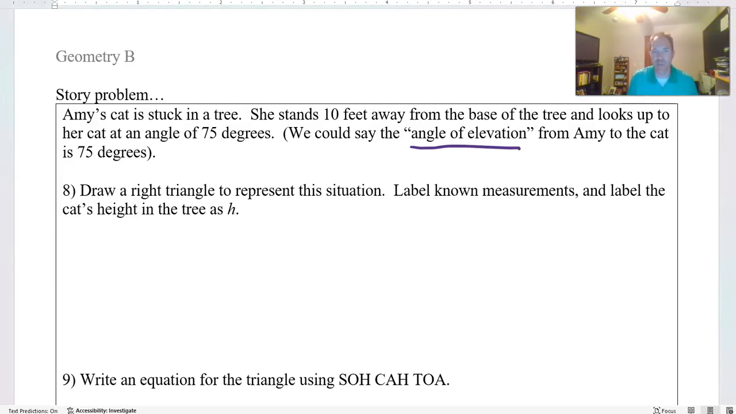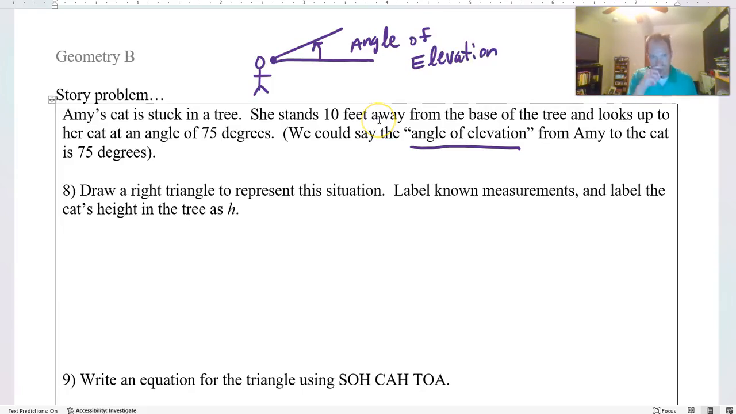Real quick, angle of elevation. If you are looking straight out horizontally, so maybe this is your eye line, your line of sight. But then all of a sudden you hear a noise, or there's a cat in the tree, or you're looking up to the top of a building, and so you look up. This would be the idea of your angle of elevation. Elevate means to raise. So imagine you're looking straight ahead, but then you raise your line of sight. That would be the idea of angle of elevation.